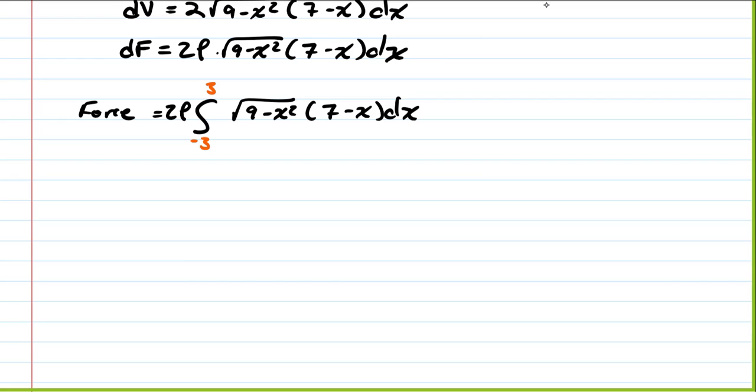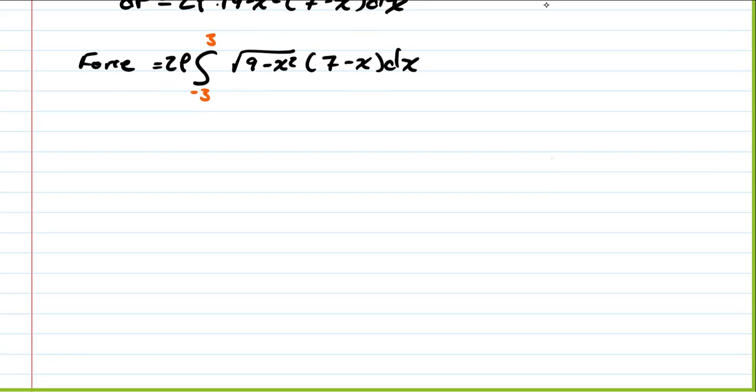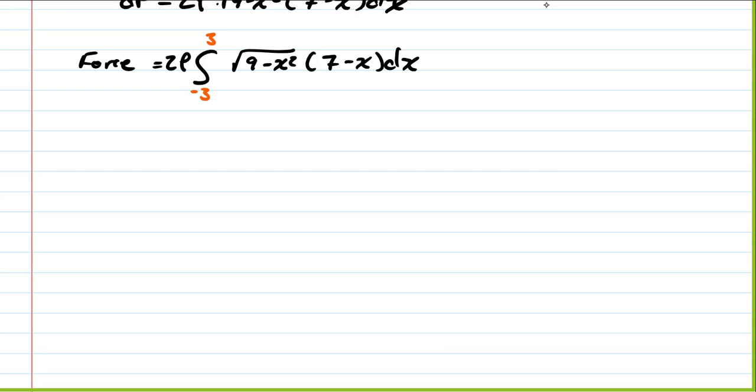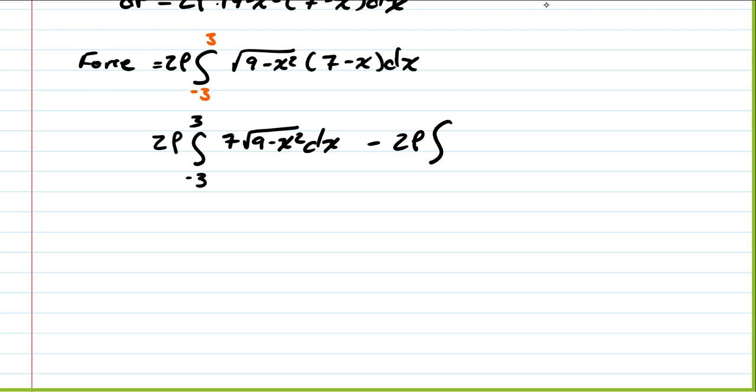All right. So now it's time to calculate some integrals. Before we do that, let's multiply and split this up into 2 different integrals. If I distribute the square root into the binomial, I get 7 times the square root of 9 minus x squared dx minus 2 rho times the integral from -3 to 3 of x times the square root of 9 minus x squared dx. So we've broken it up into the 2 integrals because we don't want the 7 minus x together.